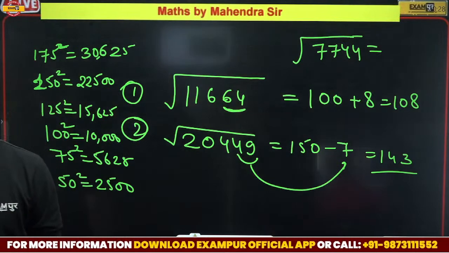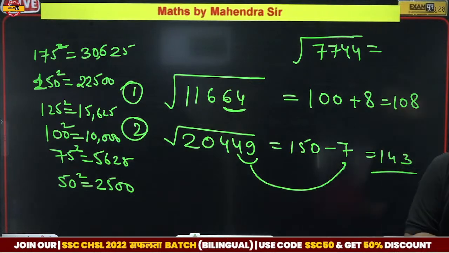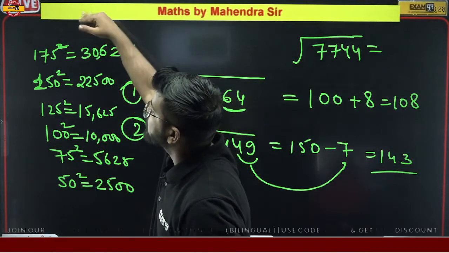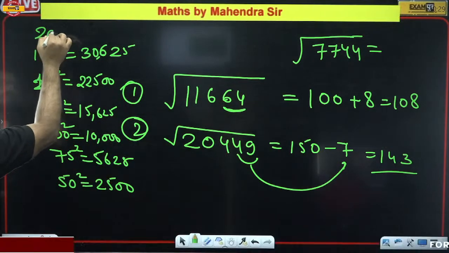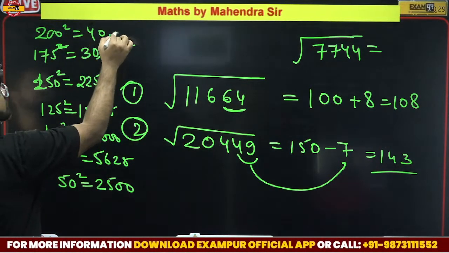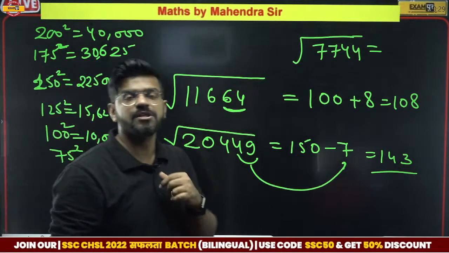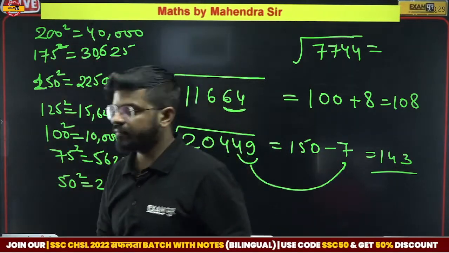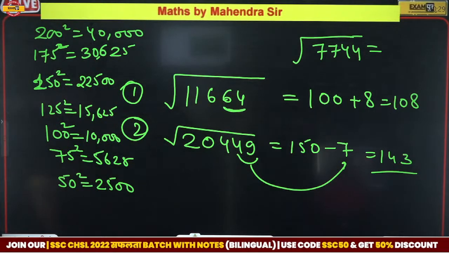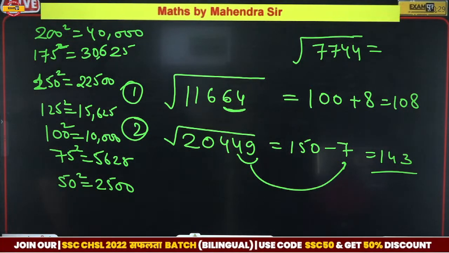Now tell me the square root for 7744. And after remembering the other numbers like 200, after this what will come? Here will come 200. 200 is nothing but 40,000. So numbers between 30,000 and 40,000, you can easily say that it will come. Do you want to try any number between 175 and 200? Let me tell you.